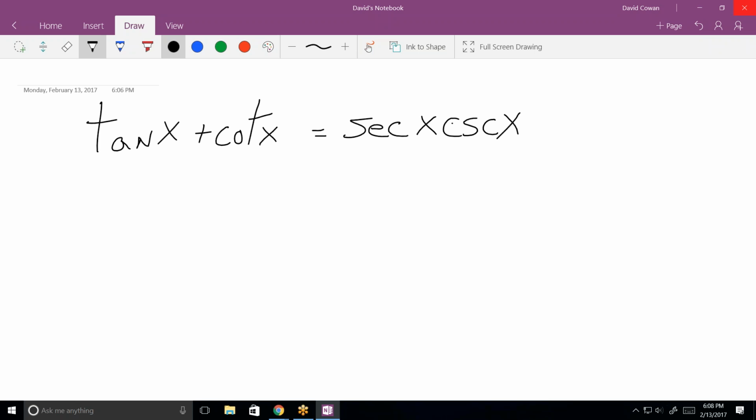So if you recall your quotient identity, what's tangent equal to? Sine over cosine. Like I said, they give you 4 or 5 techniques for doing these. The very last one is, if all else fails, turn everything into sines and cosines and see if that works. Well, cotangent's what? What is its quotient identity? Cosine over sine.